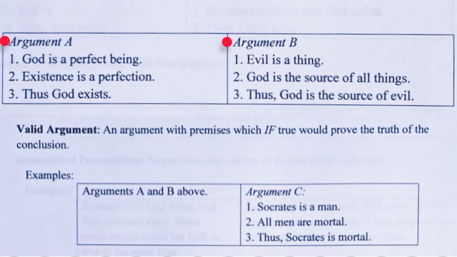If it's the case that God is a perfect being, and it's the case that existence is a perfection, then it would have to be the case that God exists. If it was the case that evil is a thing, and it's the case that God is the source of all things, then it's going to be the case that God is the source of evil. And one of the most famous examples of a valid argument is here in argument C, which runs as follows. Number 1, Socrates is a man. 2, all men are mortal. 3, the conclusion, thus Socrates is mortal.